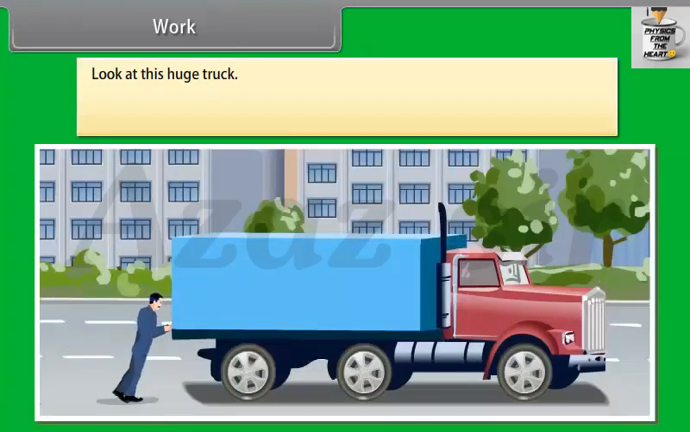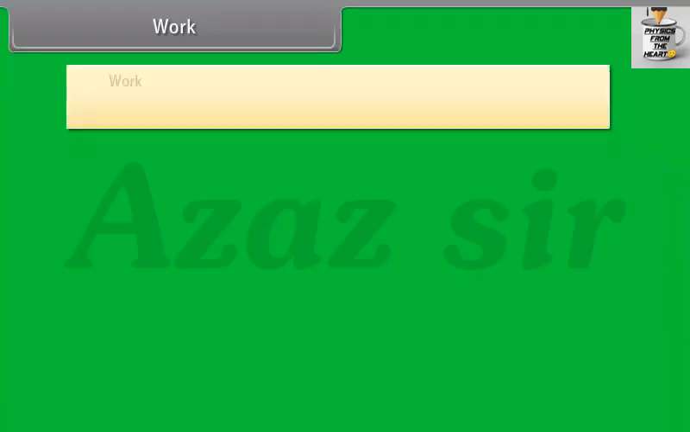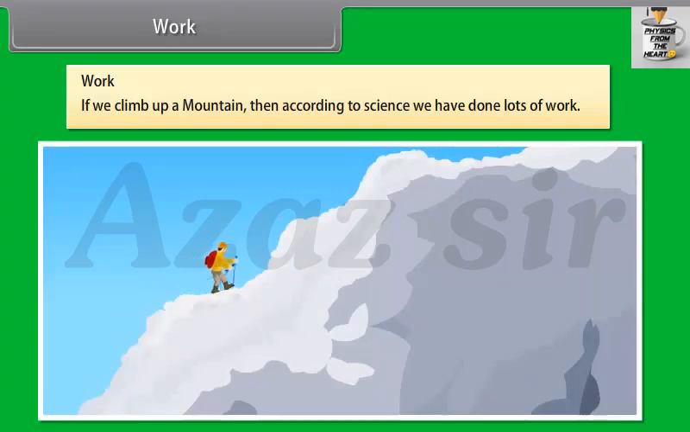We work hard to push it, but the truck does not move despite all the effort. We get tired. However, we have not done any work on the truck as there is no displacement of the truck. We can say that we did hard work, but in science the work is not done on the truck. We use and define the term work differently in science. For example, if we climb up a cliff, then according to science we have done lots of work.